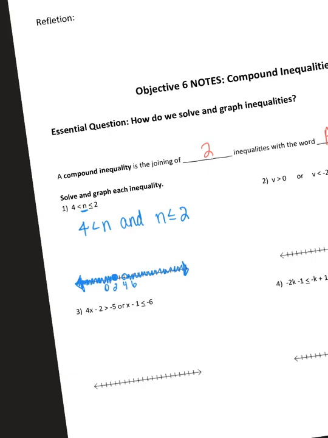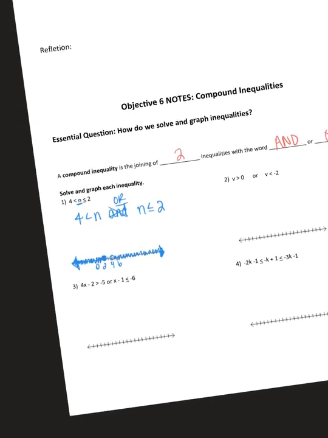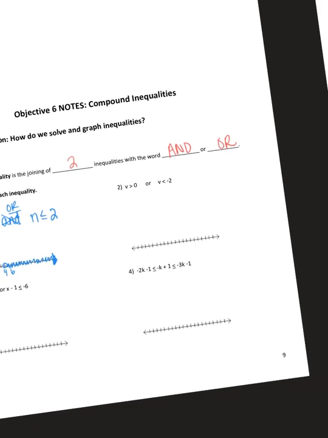All right, now what I just caught here was that this is actually an or compound inequality. Okay, so when they shade away from each other, it's actually an or, and usually those are not written combined like that, but in this case they are. So, okay, let's take a look at number 2.